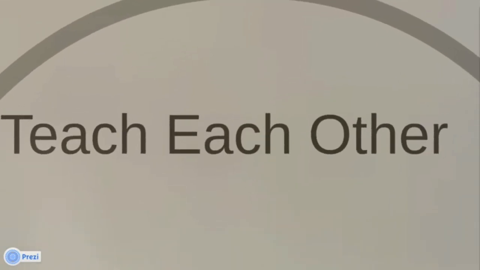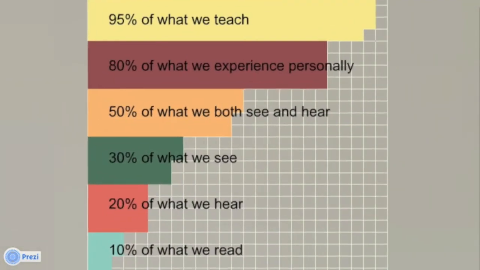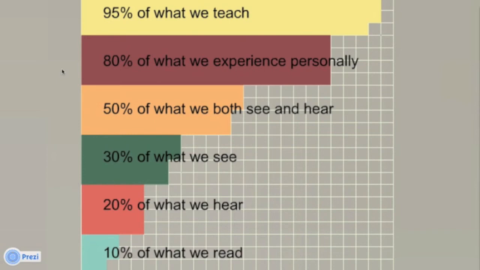My goal in doing that is to get the students to teach each other. And I think we've all seen this: we learn 10% of what we read, 20% of what we hear, 30% of what we see, 50% of what we both see and hear, 80% of what we experience personally, and 95% of what we teach. Now, these aren't accurate, hard and fast numbers for every scenario and every situation. The question of how accurate this is is not what we're going to be discussing.